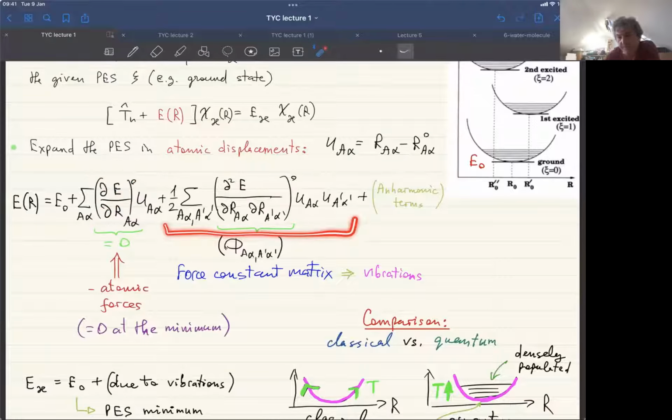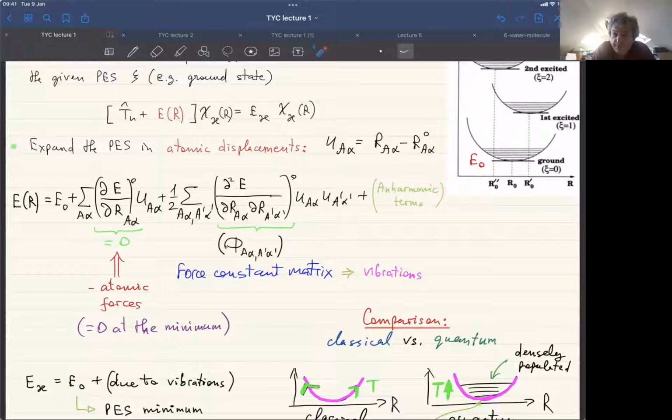And here you will have a second order derivative of the potential energy surface E with respect to the atomic positions, calculated again at equilibrium, which is designated by this 0 here. And that object for all atoms and all their Cartesian coordinates forms a square matrix, a Cartesian matrix of the second derivatives, which in this business of vibrations is called the force constant matrix.